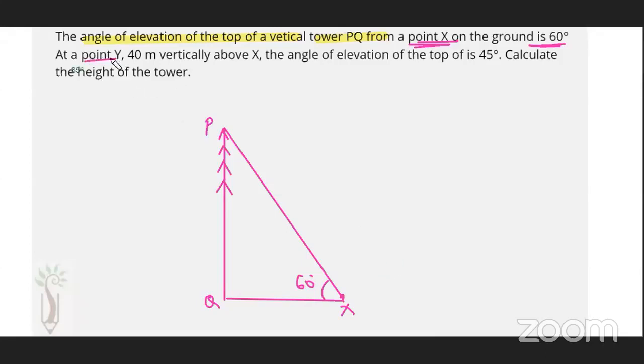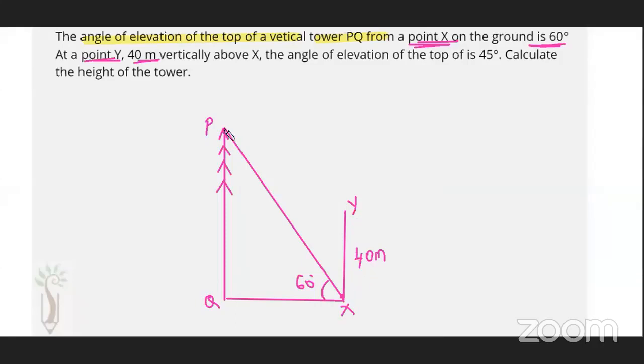They're saying point Y is 40 meters vertically above. What is the meaning of vertically above? That means you have to move upwards from X and stop at a point Y. Just above the point X, you have to mark a point Y. How much distance from X to Y? 40 meters. That is the meaning of this sentence. So from X, you move straight up vertically and mark a point Y. The distance between X and Y is 40 meters.